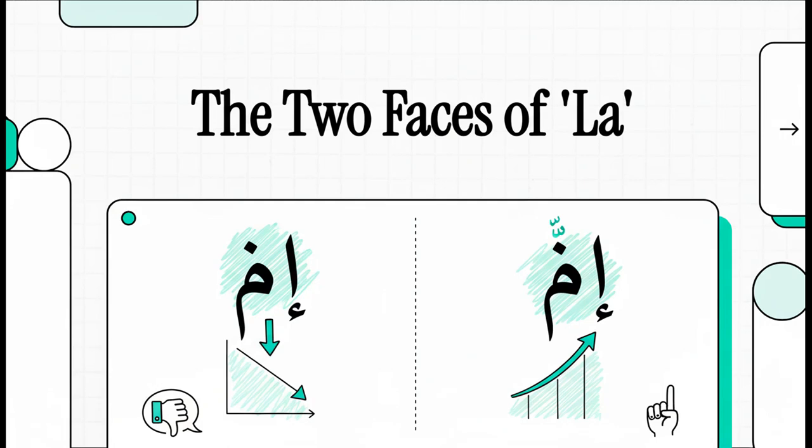All right. Today, we are getting into a detail in Arabic that seems really small, but trust me, it is absolutely critical. We're talking about a single two-letter word, la, that can be either a simple statement of fact or a really powerful direct command. And knowing the difference, well, it changes everything.